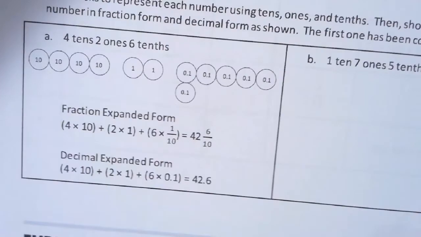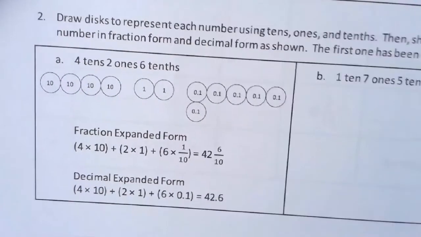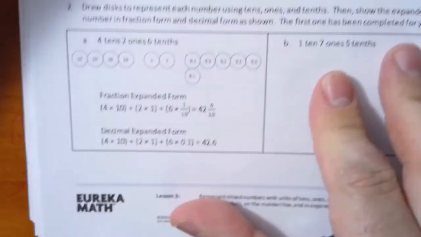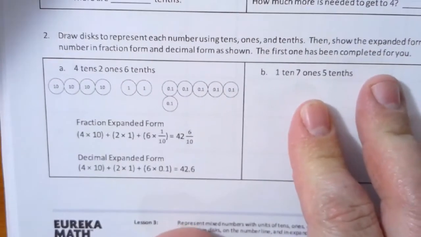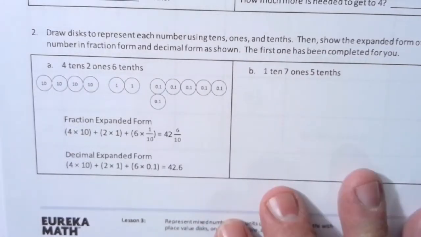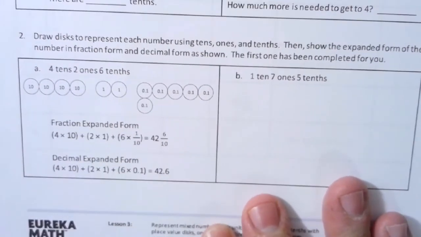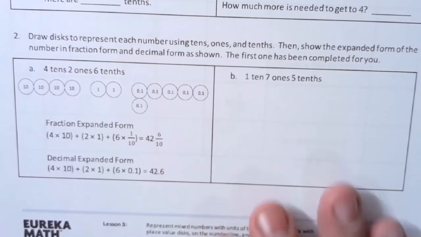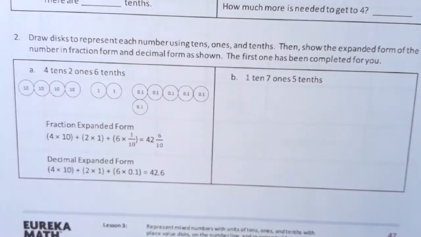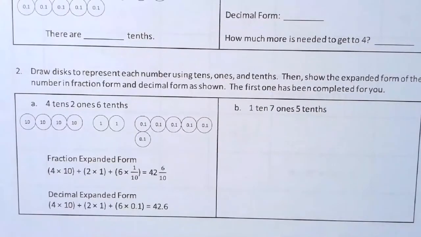Number 2 says, draw disks to represent each number using tens, ones, and tenths. Then show the expanded form of the number in fraction form and decimal form. Okay? All right, so A is already done for you.